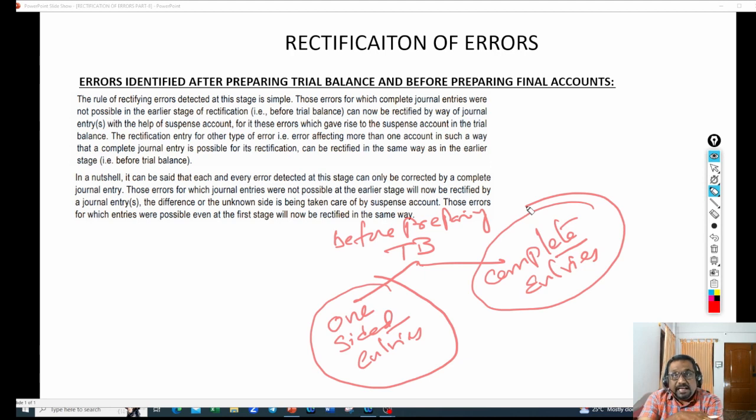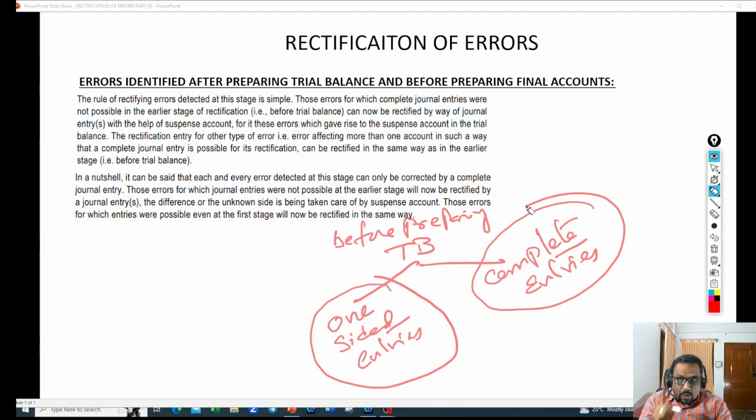If you know the reason, you will definitely get to know the reason why, after preparing trial balance and before preparing the final accounts, how those entries can be prepared, why single-sided entries are not coming there, and why all complete entries are being taken into account. All those things you will definitely get clarity on in the second stage. Are you getting my point?